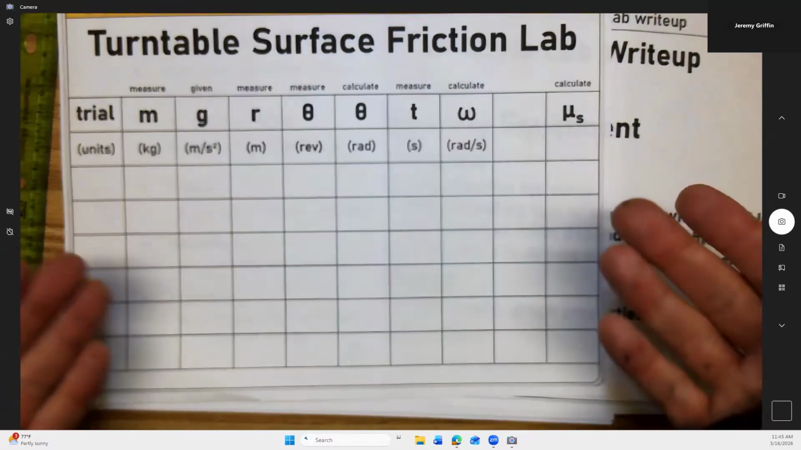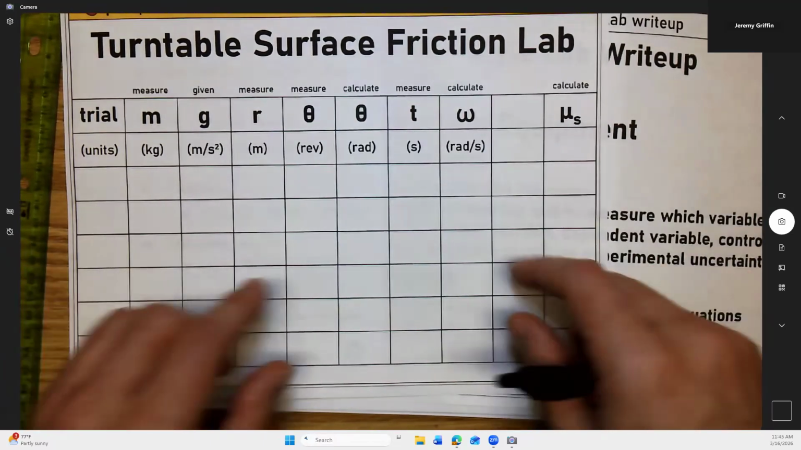Guys, one side of your paper you can have the table, the other side you can have the write up. Okay, that's good.